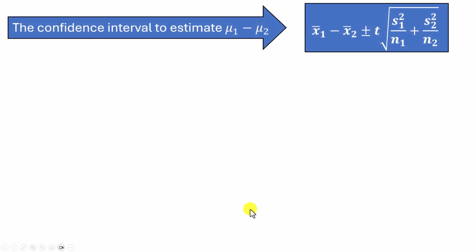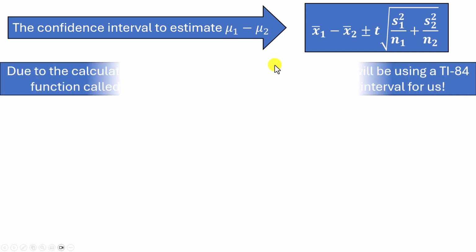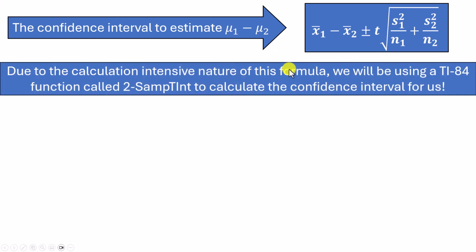Here's the confidence interval to estimate the difference in population means. Due to the calculation-intensive nature of this formula, we will be using the TI-84 calculator function called 2SAMPTINT to calculate the confidence interval for us.